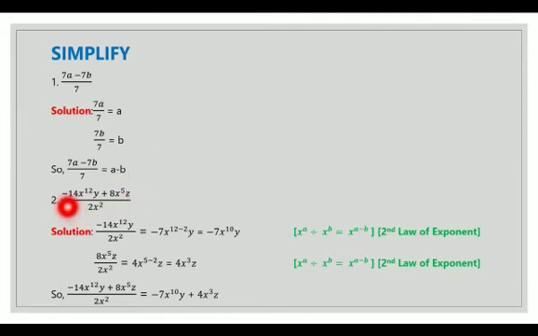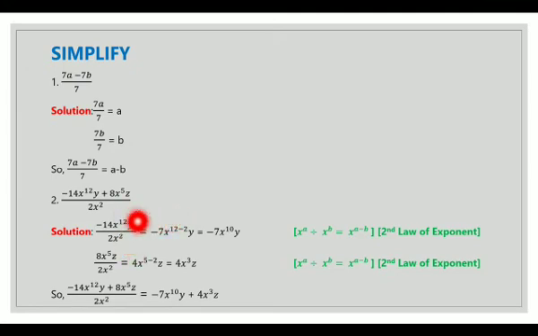The next sum, minus 14x raised to 12y plus 8x raised to 5z upon 2x square. So again I have to split this 2x square to both the terms. So the first term is minus 14x raised to 12y upon 2x square, and the second term is 8x raised to 5z upon 2x square. I have just split the denominator to both the terms of the numerator. So 2 sevens are minus 14, so minus 7.